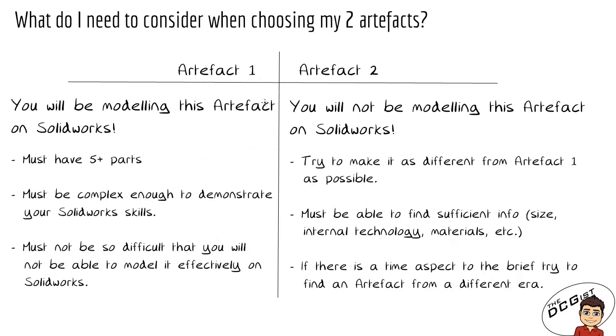So now that we know where the marks go for output 2 and the requirements in terms of the overall requirements and the requirements that go onto the 2 pages, we now need to start thinking about which 2 artifacts we want to choose for our comparison. So the first artifact is the more important of the 2 because that's the one that you're going to be modeling in SOLIDWORKS. So we need to think about many things when it comes to that.